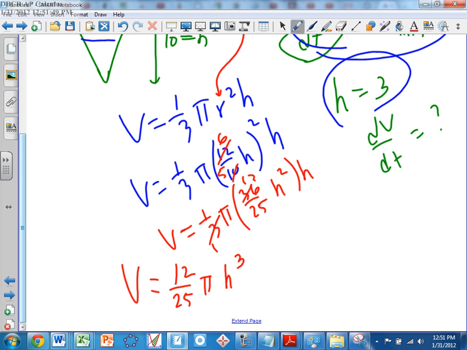Again, where did all this come from? We had this formula. We subbed in for r with the equation from above. We took the derivative. Well, we didn't even take the derivative. Sorry. We just kept simplifying. Now we differentiate. dV over dt.